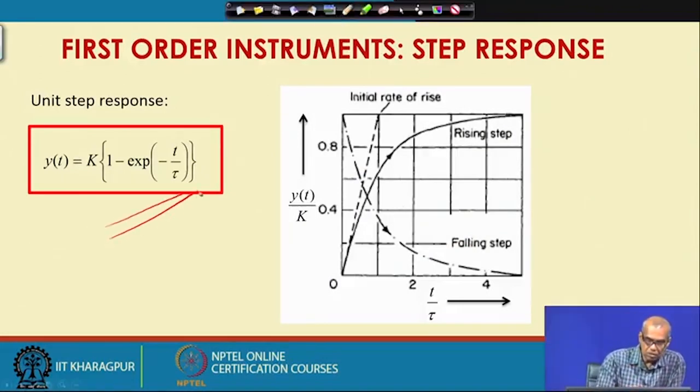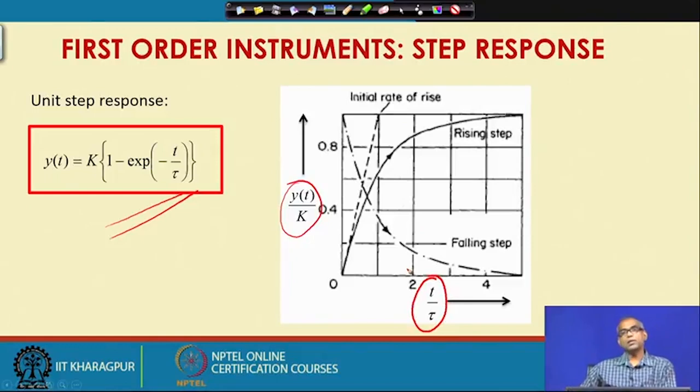Once again, this is the response of a first order instrument for unit step input. Now, if I make a plot of y versus k, so y t by k, against t by tau. Note that if I am given a unit step input, this is the response.